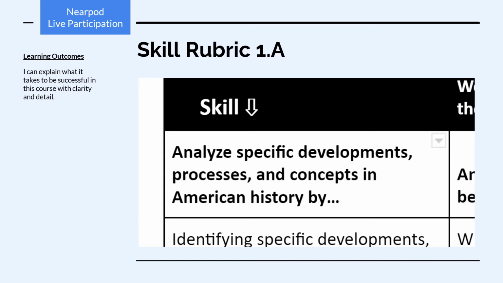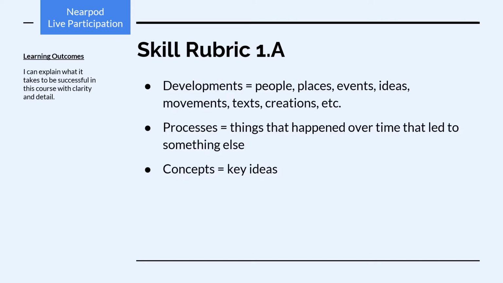Let's look at American Studies Skill Rubric 1.A. The skill descriptor says, analyze specific developments, processes, and concepts in American history. Developments, in this case, mean the people, places, events, ideas, movements, texts, creations, etc. that all contribute to what we know as American history.